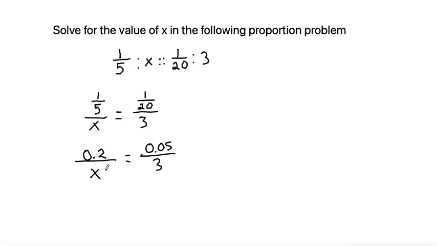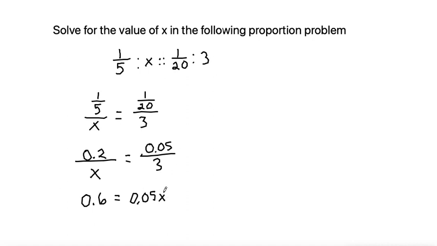And if we want to solve this for x, we can first use the cross multiplication strategy. So we'll multiply the bottom of one side by the top of the other on both sides. So that'll make 0.2 times 3. We'll do the 3 times the 0.2, and that makes 0.6. And then we'll multiply the x by the 0.05, and that makes 0.05x.